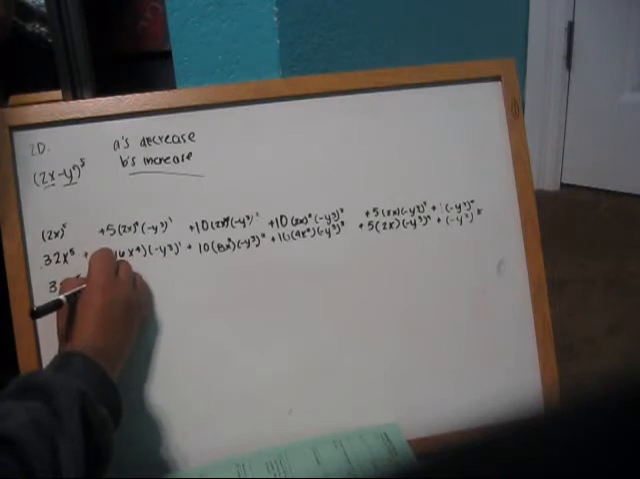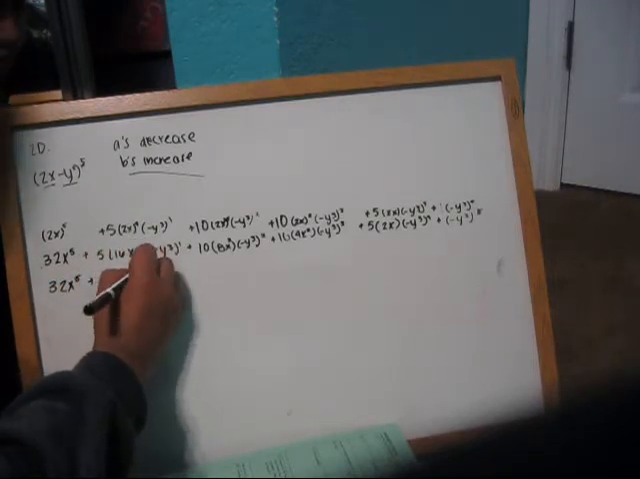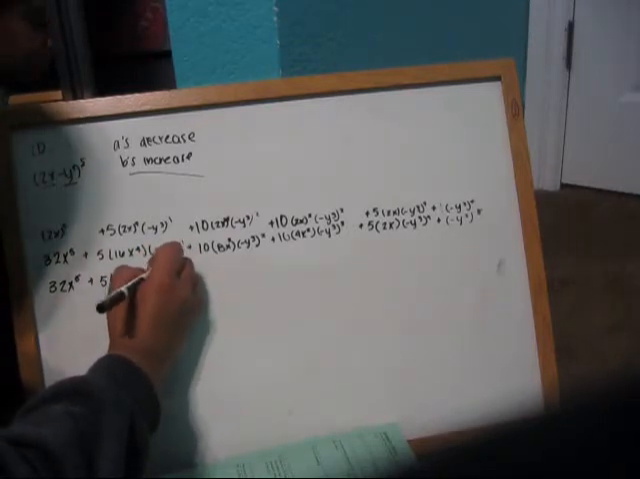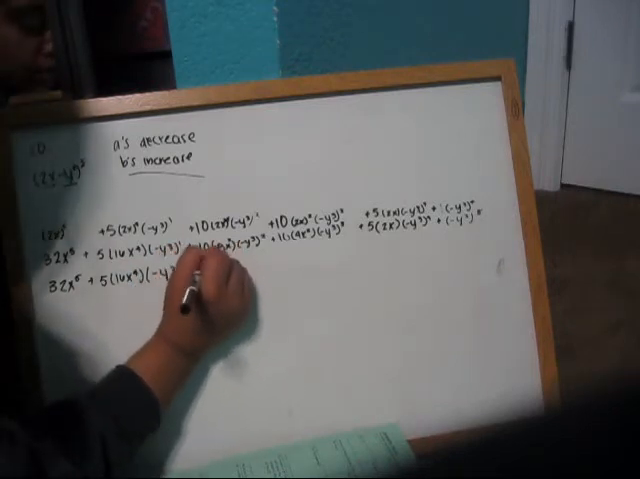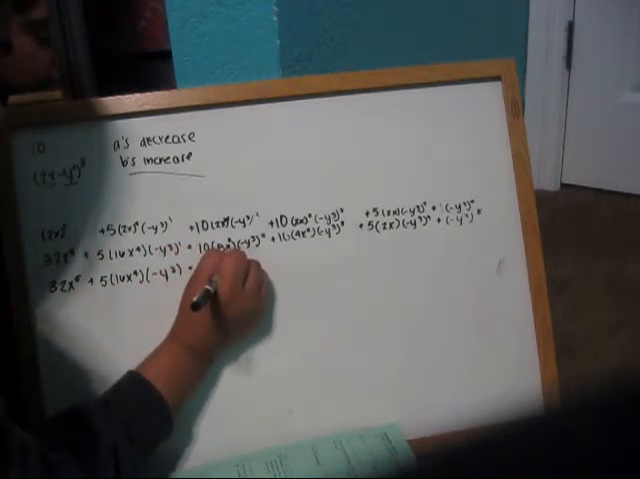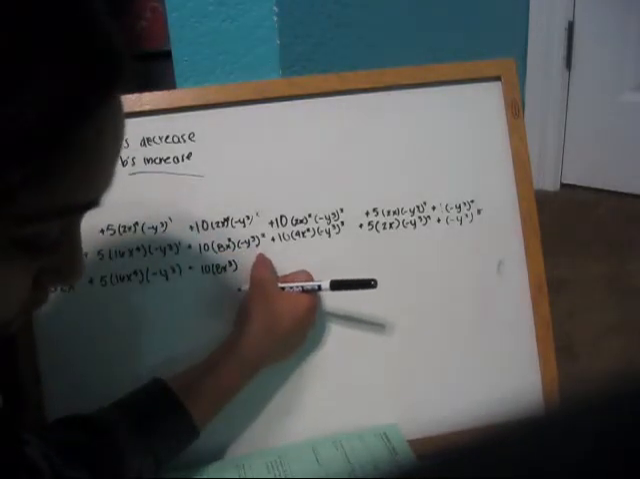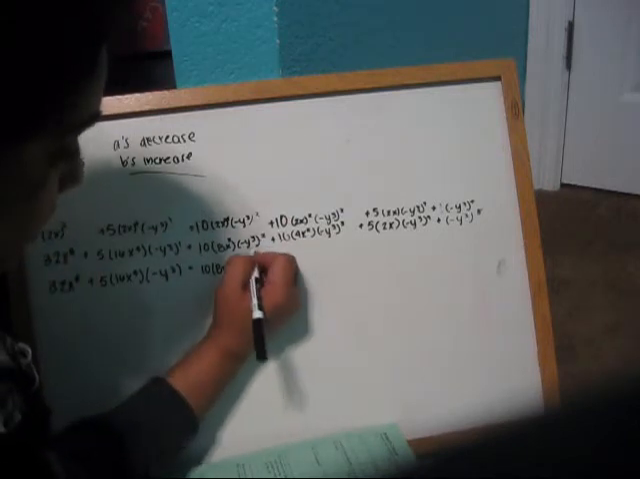So plus 5 times 16x to the fourth times negative y cubed to the first power, that's just negative y cubed, plus 10 8x cubed, negative y cubed to the second power, that is y to the 6th.